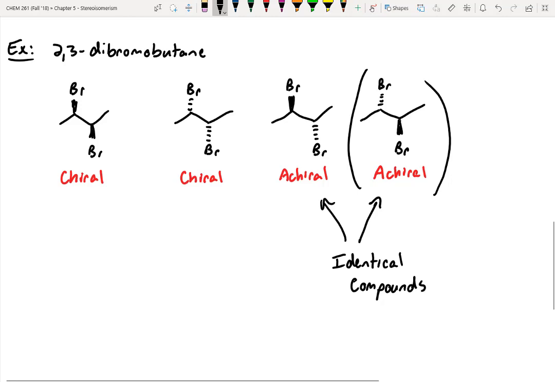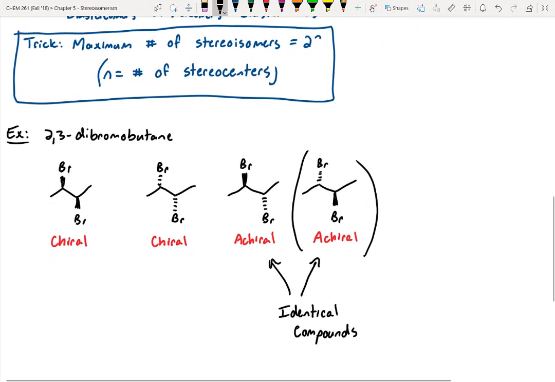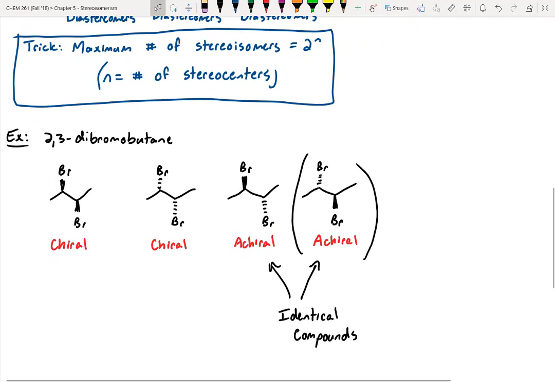So if you go back up and look at the trick that I just gave you, the trick said the maximum number of stereoisomers is 2 raised to the n power. However, that doesn't mean you're always going to get that. That just means that's the most you could theoretically get. There are some situations where you run into identical compounds.